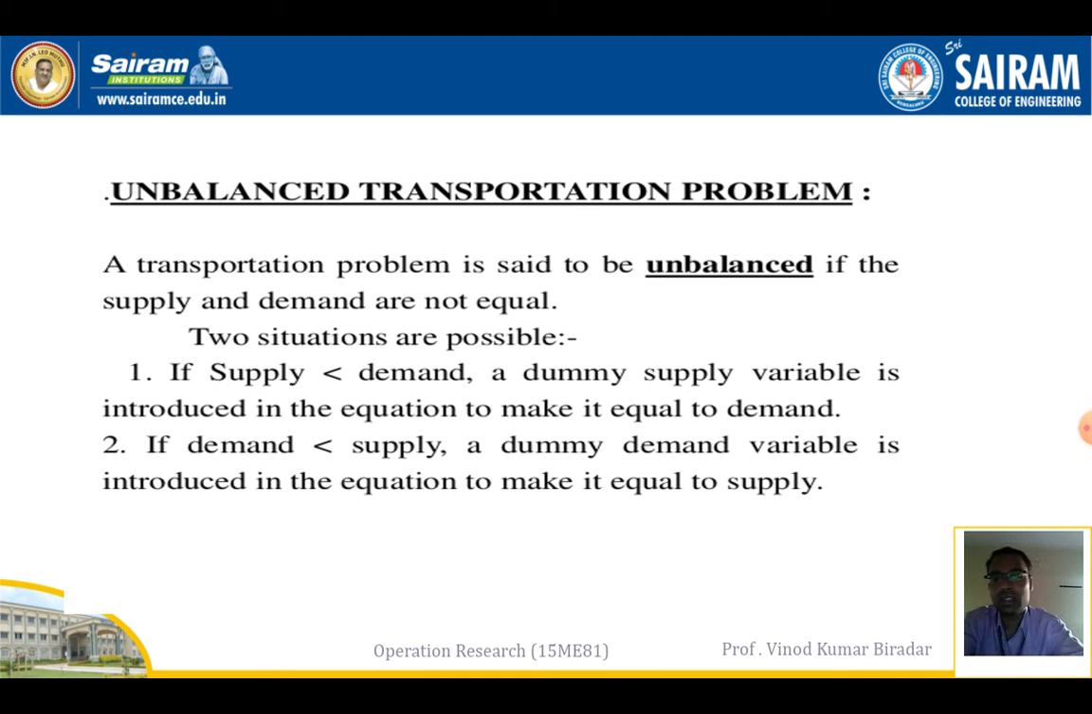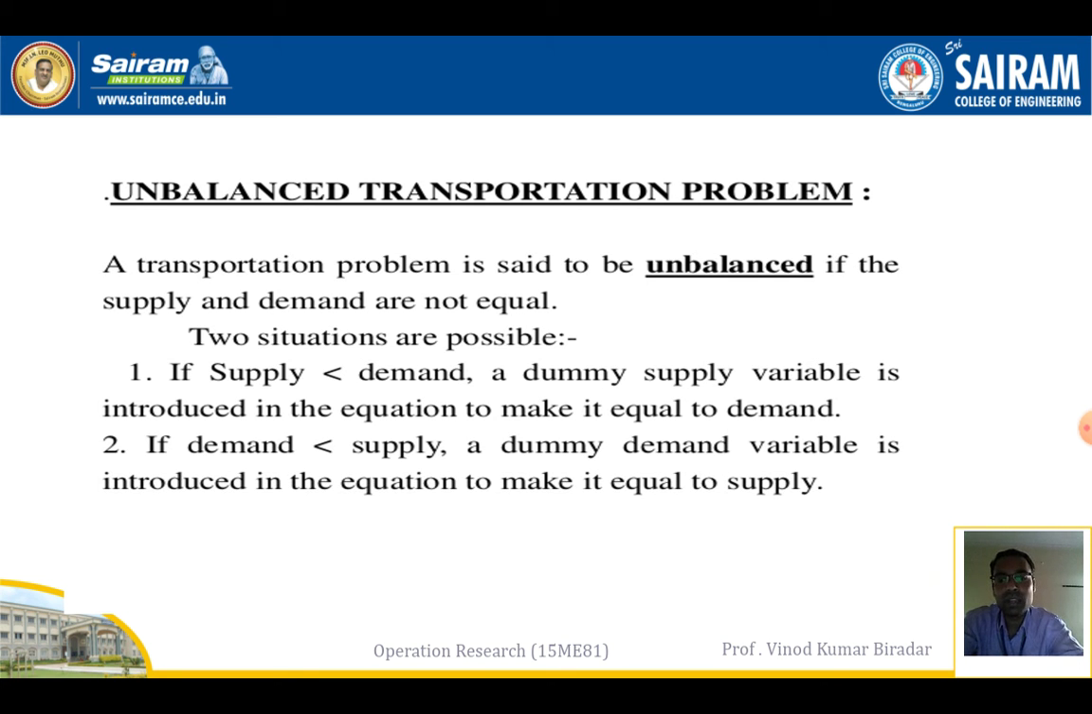A transportation problem is said to be unbalanced if the supply value and demand value are not equal. Suppose supply value is not equal to demand value, such a problem we call an unbalanced problem. It is possible in only two cases: supply is less, or demand is less. If supply value is less than demand, a dummy supply variable is introduced in the equation to make it equal to the demand column.